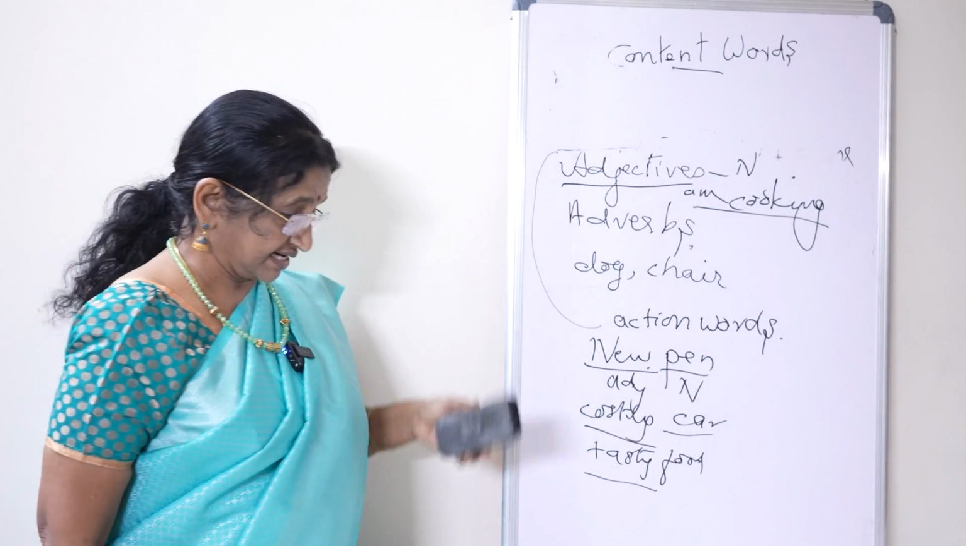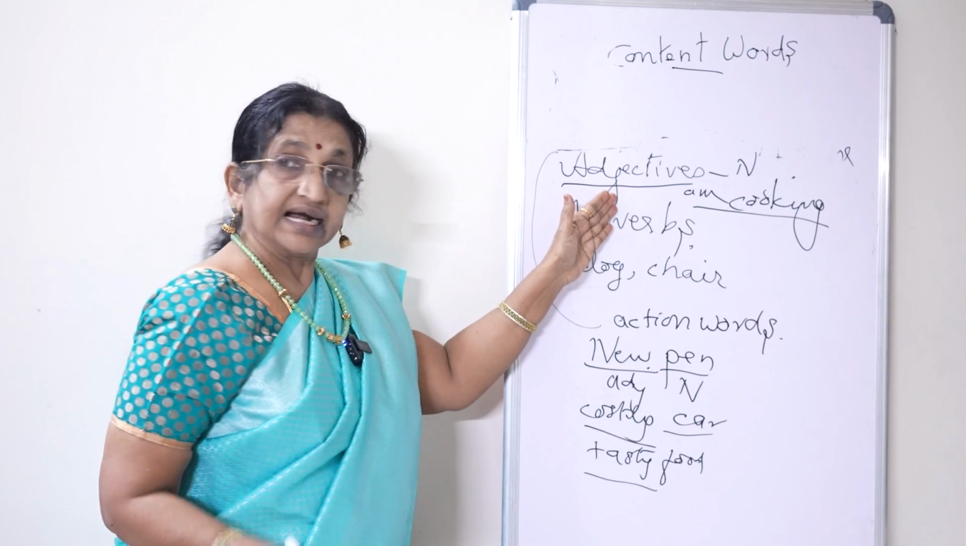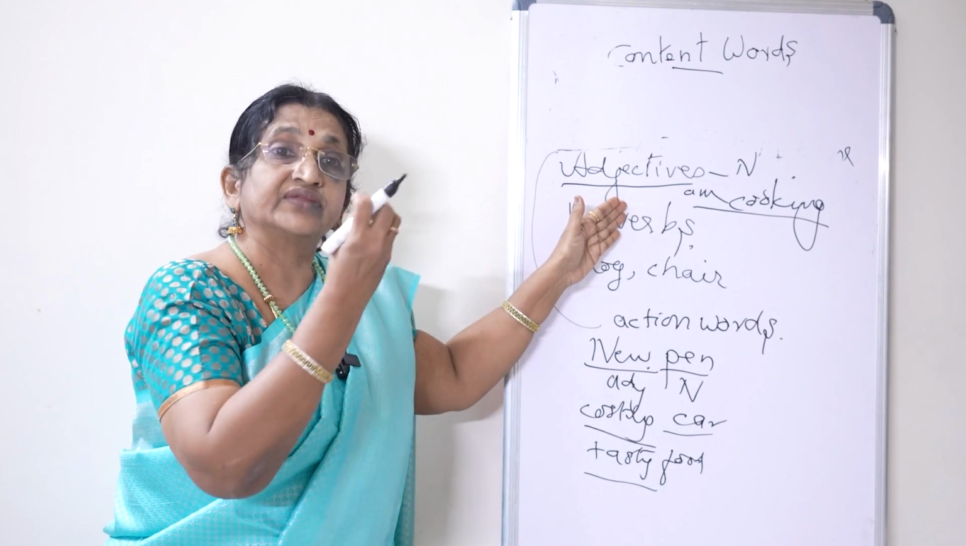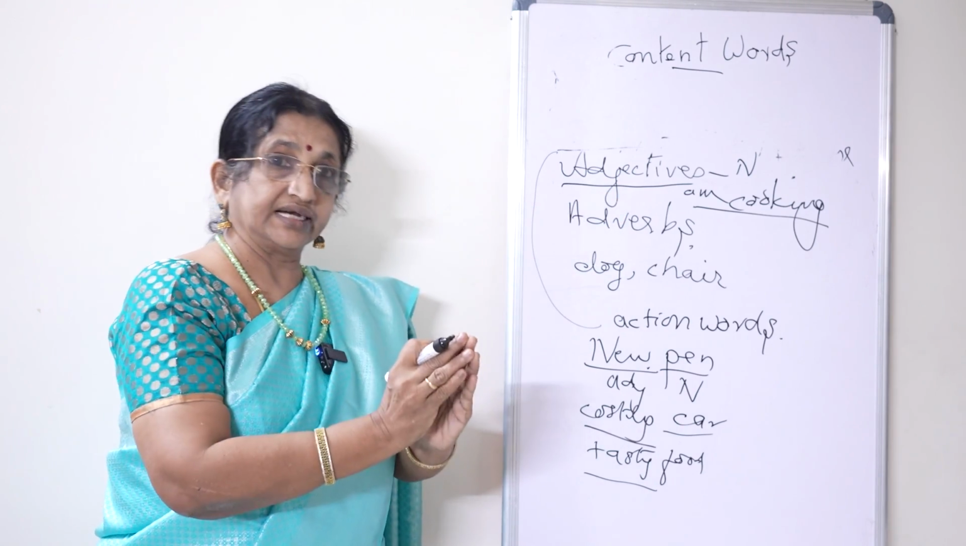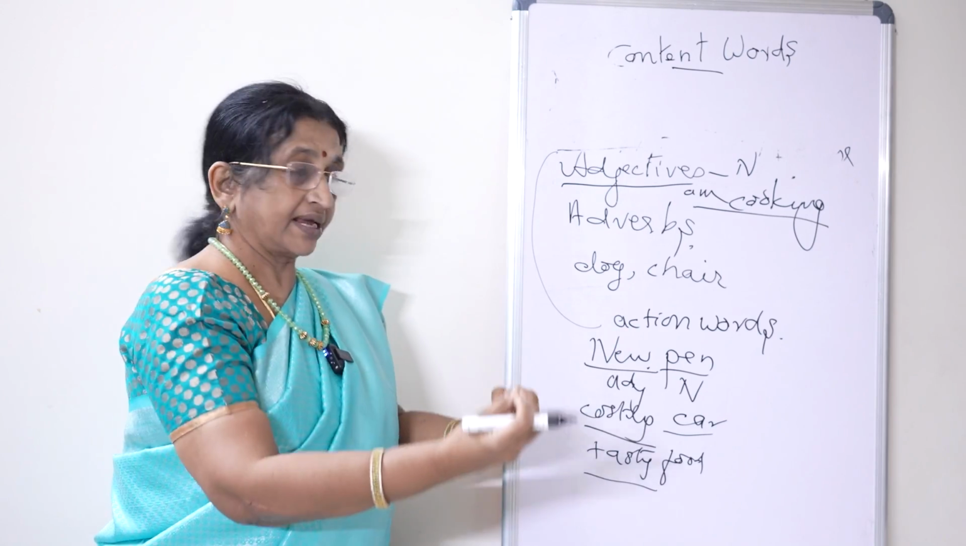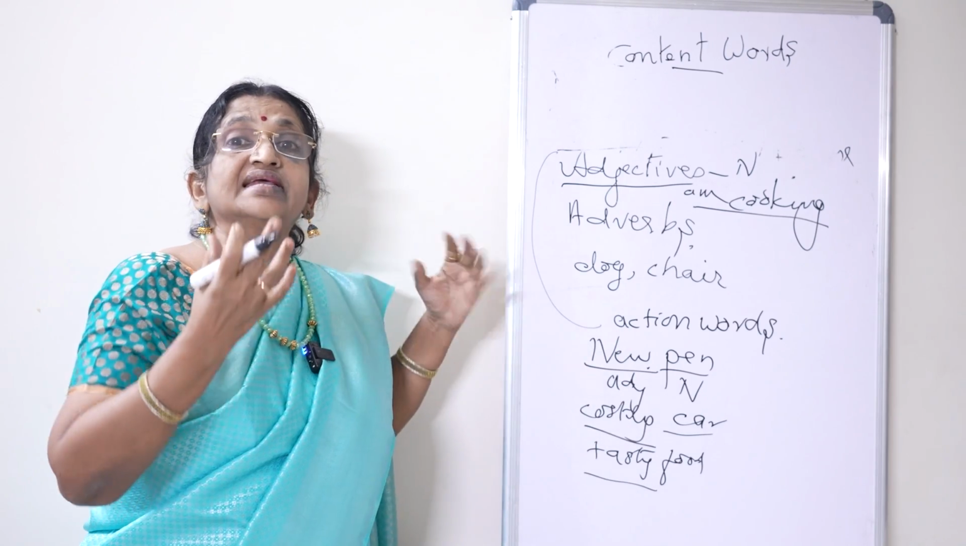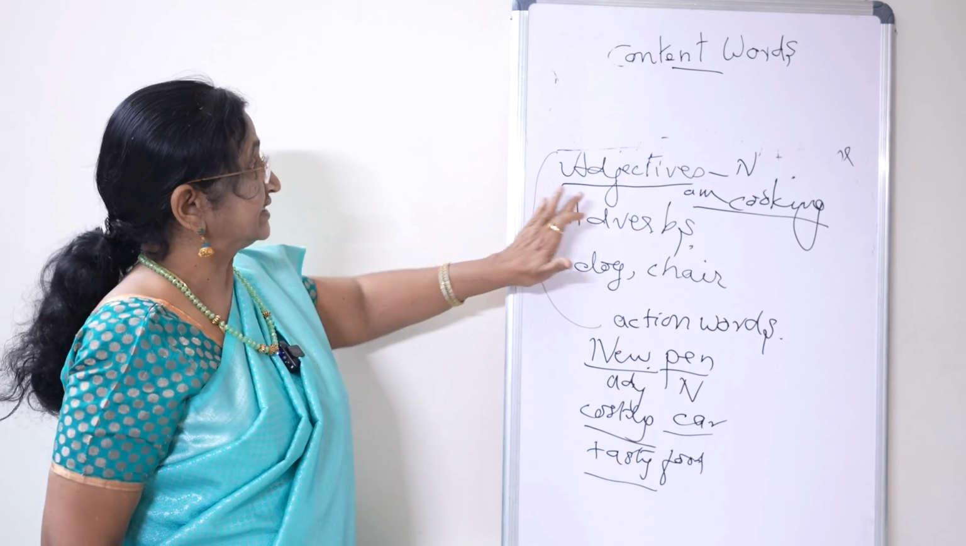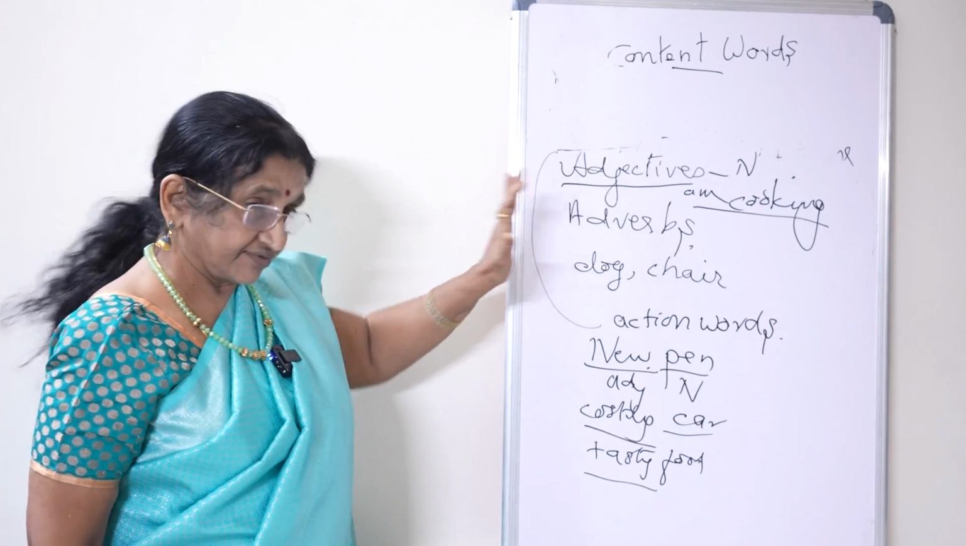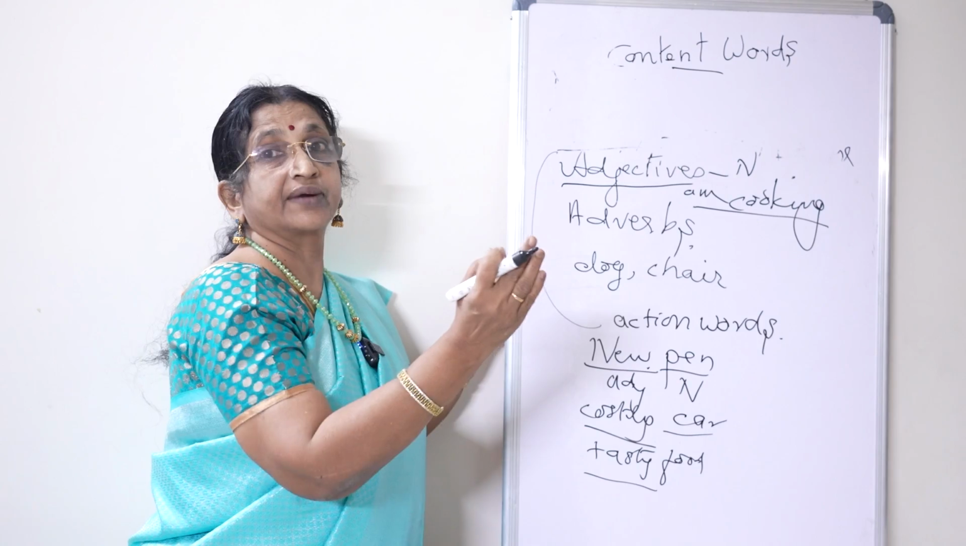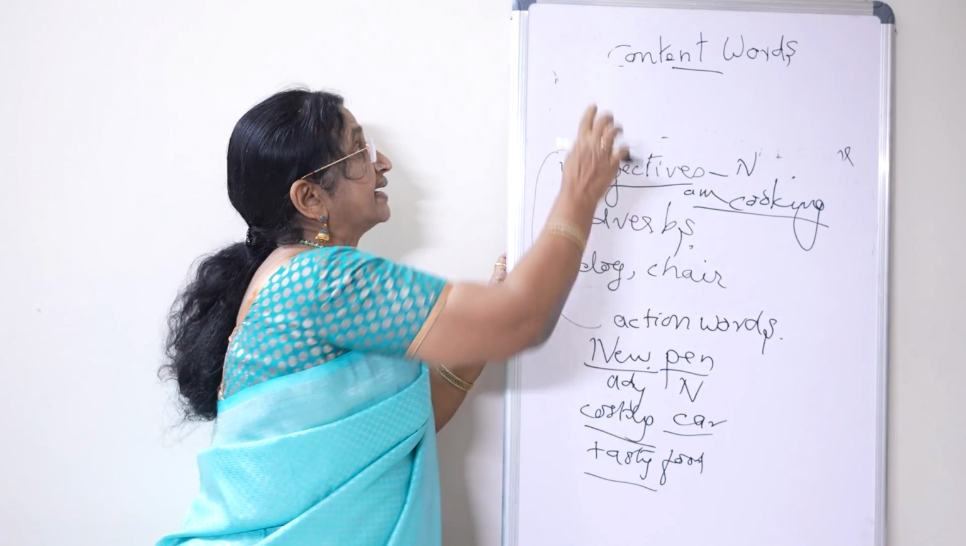The adjectives give us the quality of the nouns. What type of noun it is, what type of car it is, what type of pen it is, what type of food it is, all these are given to us only through adjectives. So adjectives are also important. That is why they are classified with content words.